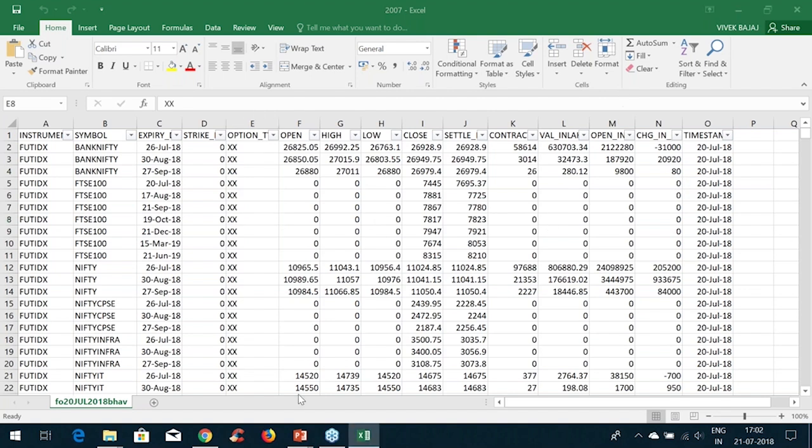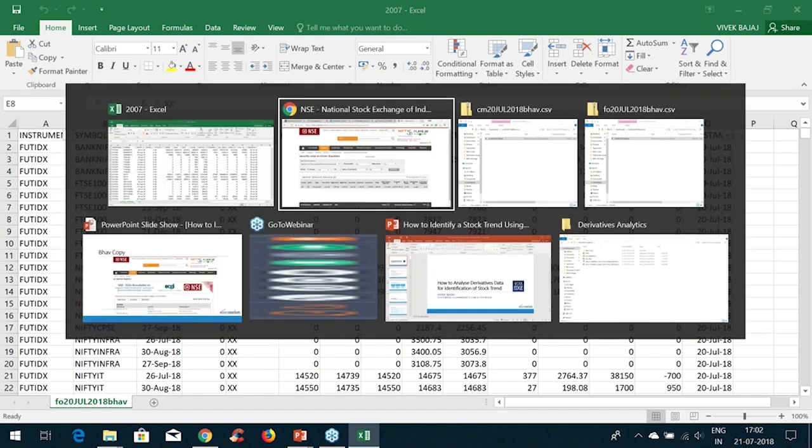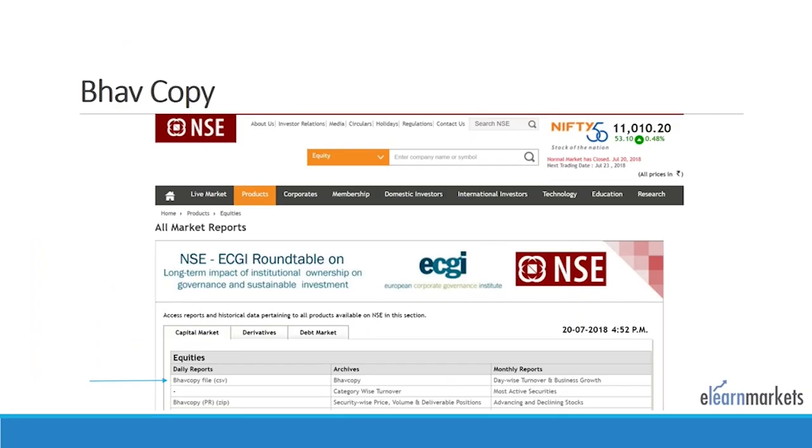So, the benefit of Bhav copy. Now you understand the structure of Bhav copy. Now let's go to the next slide. What's the utility of the Bhav copy? That's the principal question.